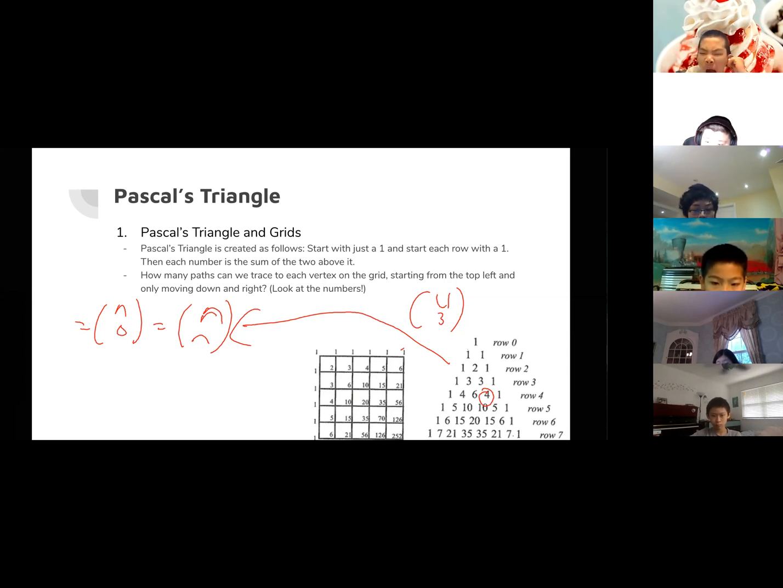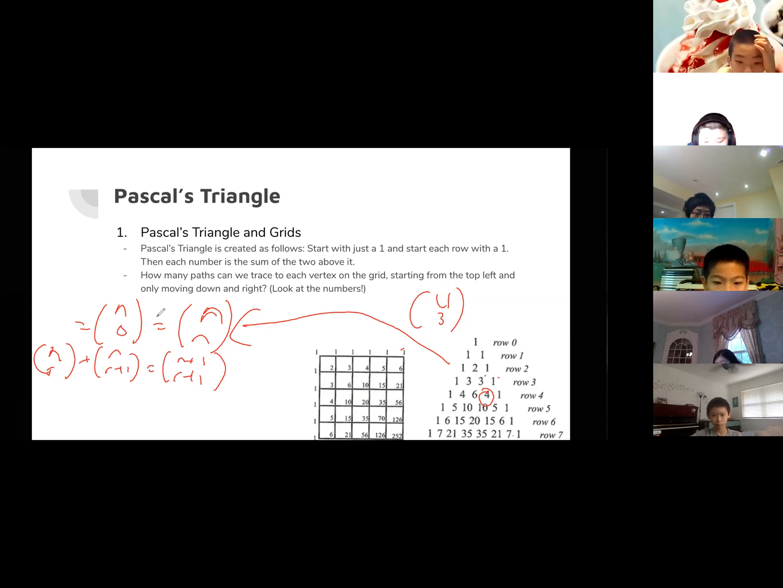And then what this means is we just have to prove that n choose r plus n choose r plus 1 equals n plus 1 choose r plus 1. This is called Pascal's identity. In this case, it would be showing that 3 choose 2 plus 3 choose 3 equals 4 choose 3.